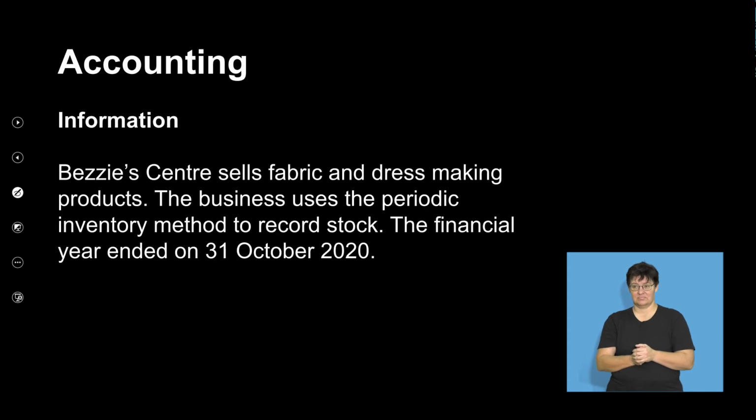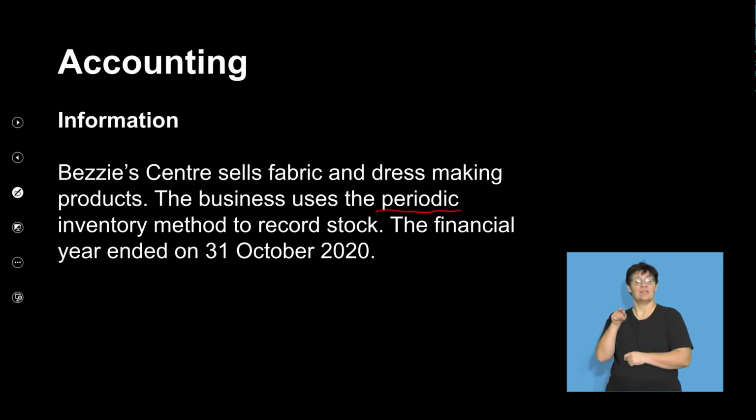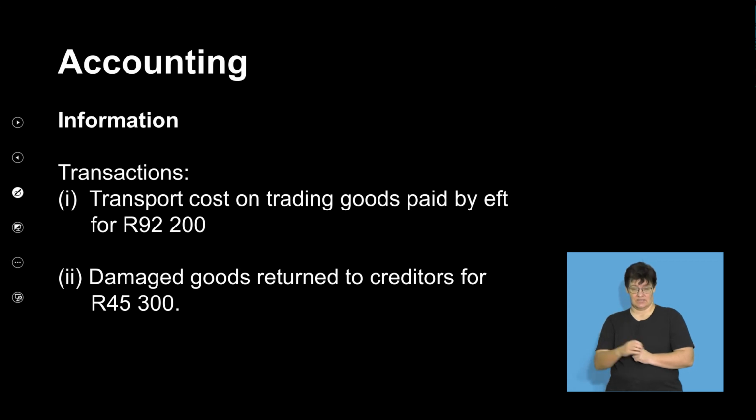Right, let's move on with the question, and it says here, Besi Center sells fabric and dressmaking products. The business uses the periodic inventory system, so they are using the periodic inventory system to record the stock. The financial year end is the 31st of October 2020. Okay, now, transaction number 1. Transport cost on trading goods paid by EFT amounted to 92,200, right? Number 2, damaged goods returned to creditors for 45,300.